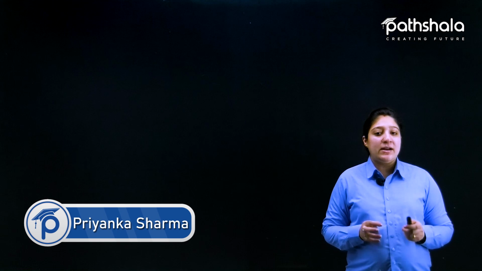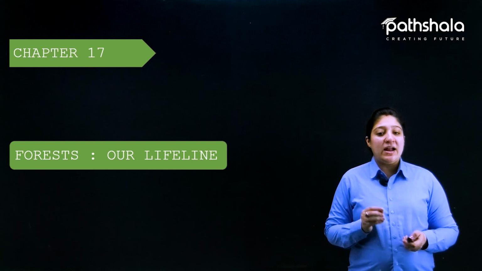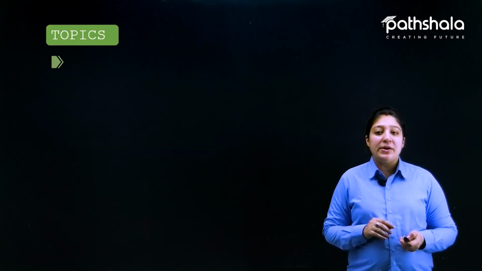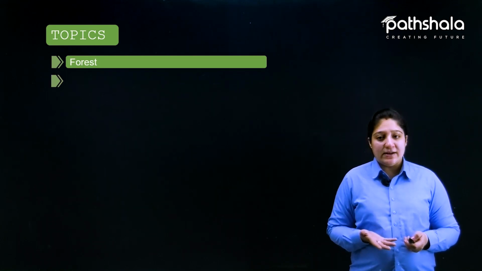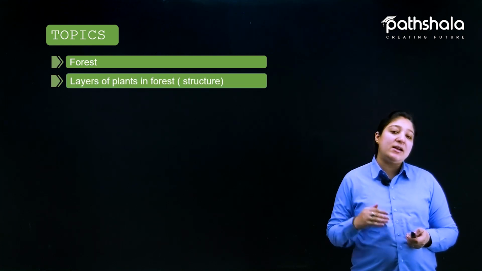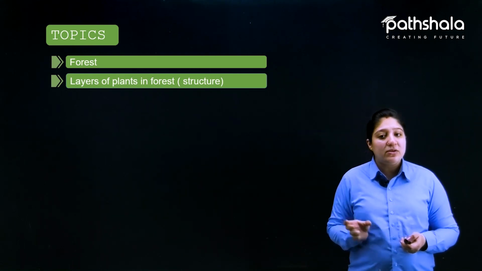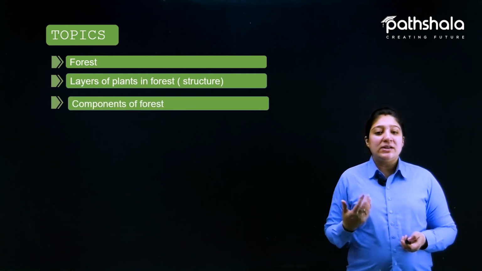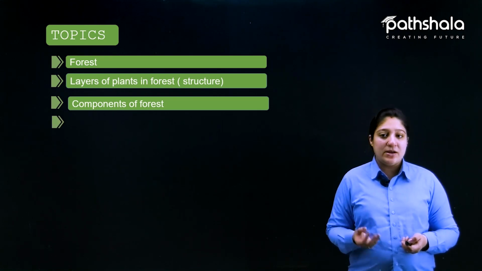Today we are going to start our new chapter, chapter 17, Forest, Our Lifeline, of class 7 science. In this chapter the topics that we are going to cover are, first of all, we are going to understand what a forest is exactly. After that, what are the different layers of plants in the forest, or we can say the proper structure of the forest, for which the basic term is stratification, that we are going to understand. After that, we are going to discuss the different components of the forest, like what are the different things that are present in the forest, right?